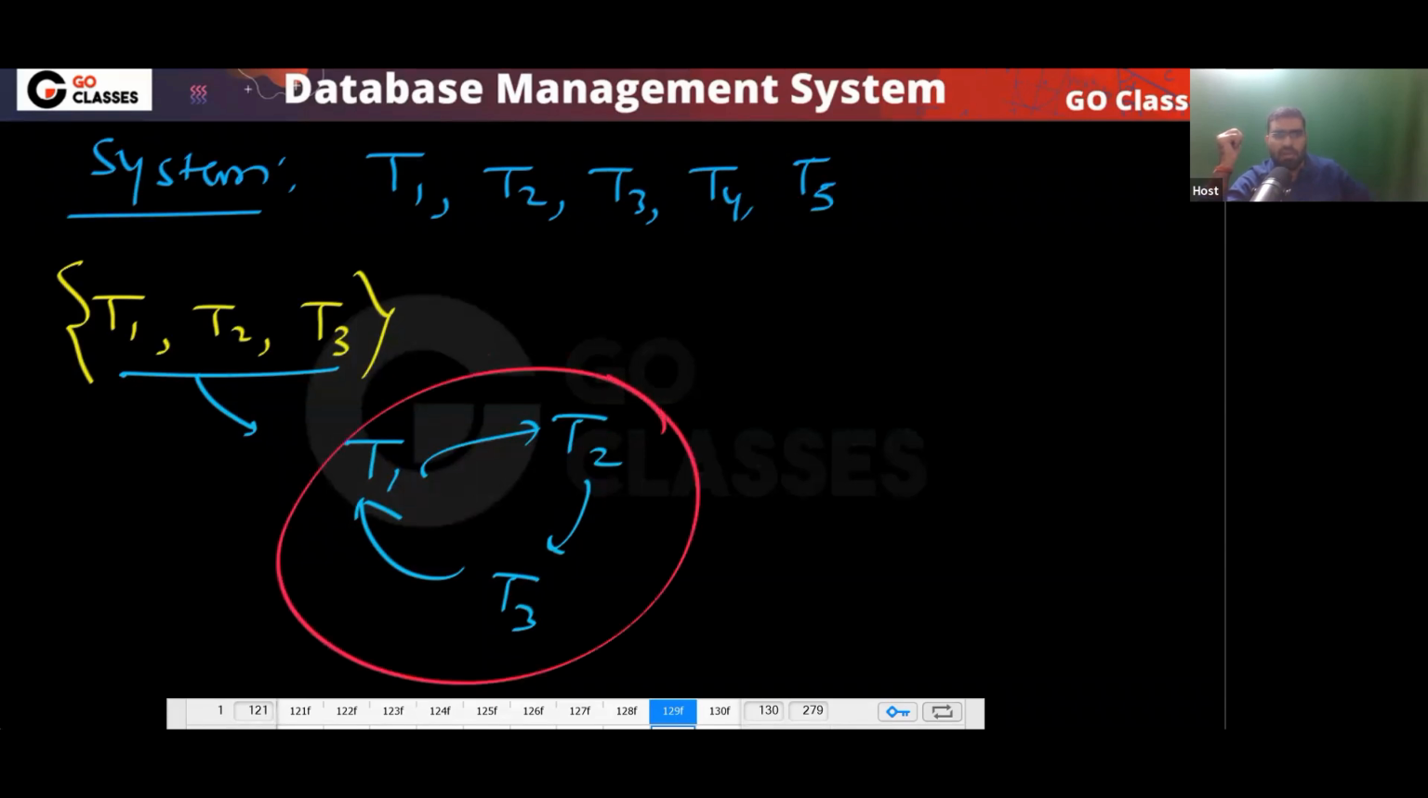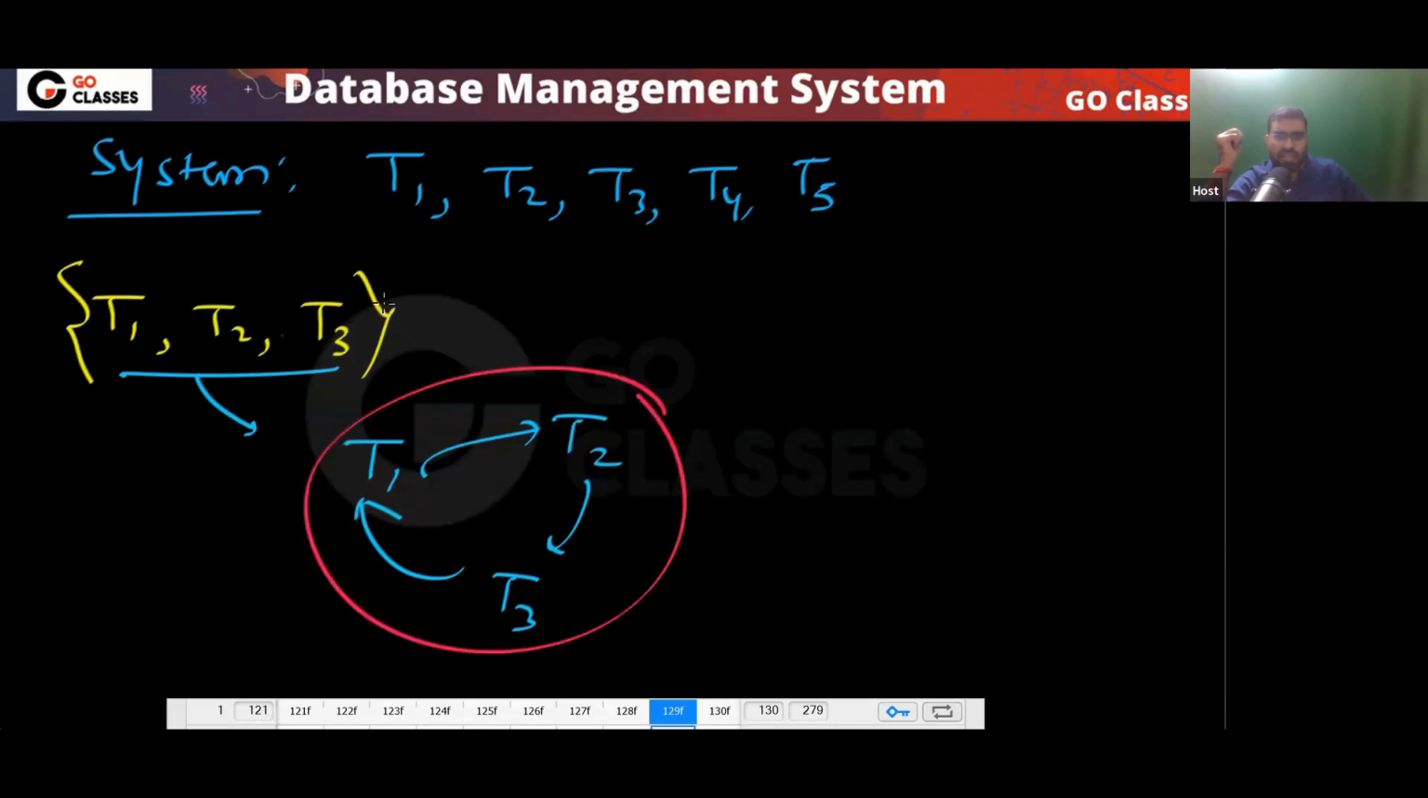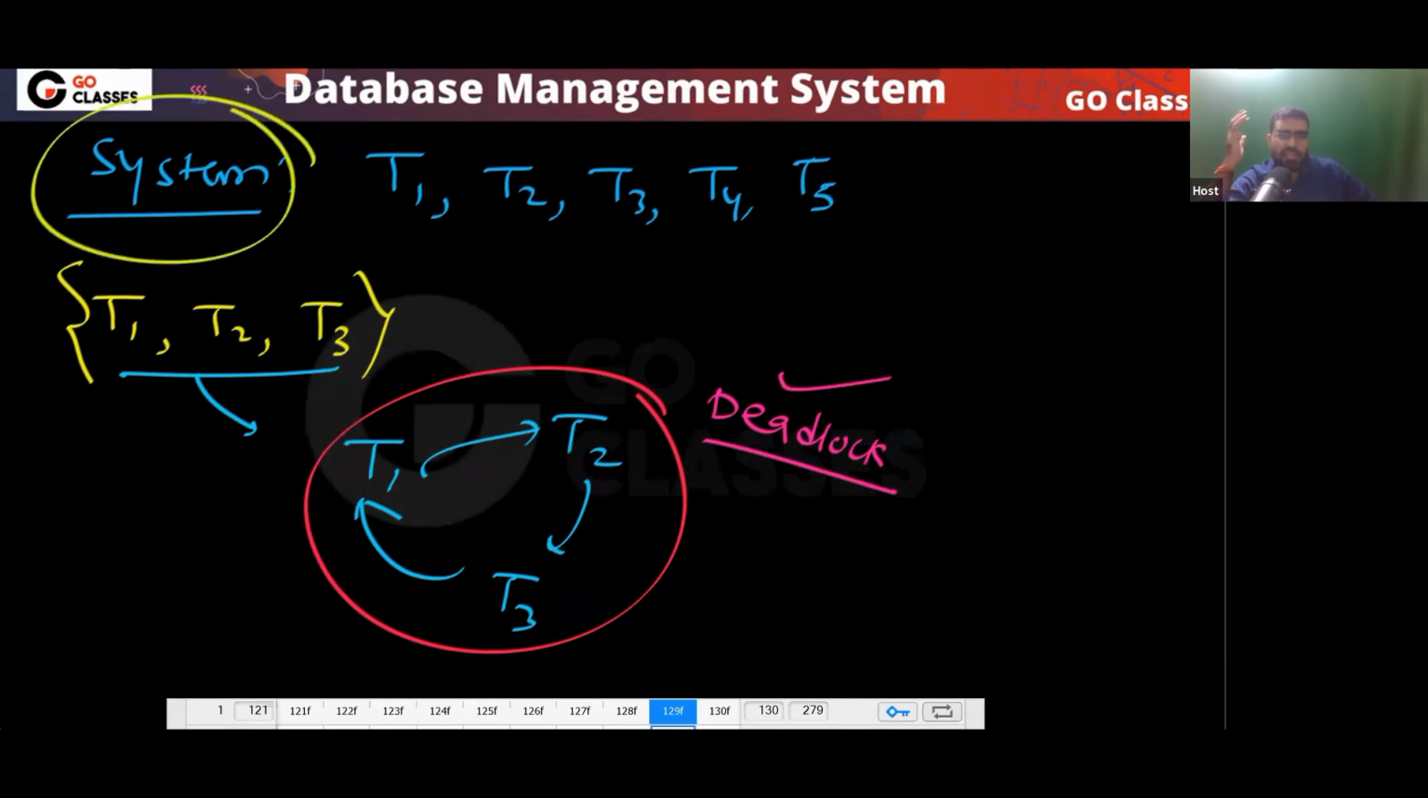So in this situation, there is a set of transactions in which every transaction is waiting for another transaction. T1 is waiting for T2, T2 is waiting for T3, T3 is waiting for T1. This type of situation is called deadlock. I can say deadlock is there in this system, or deadlock has occurred in this system.